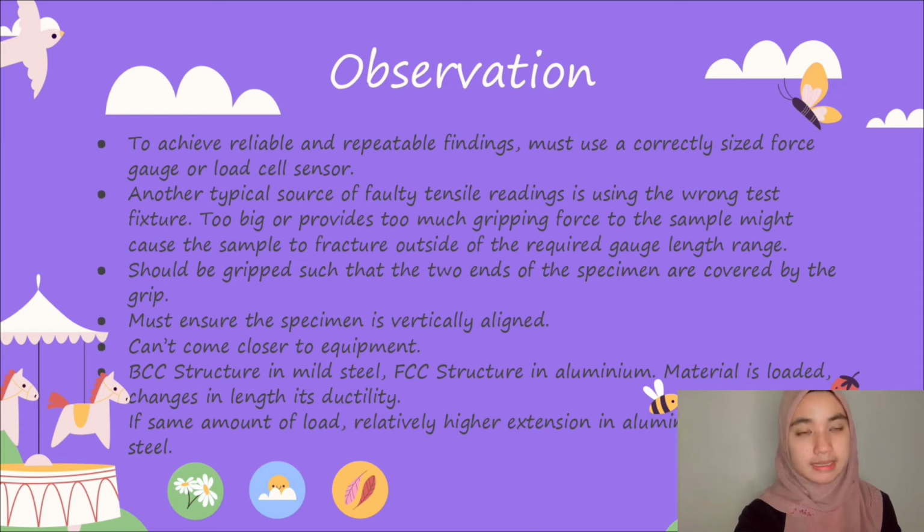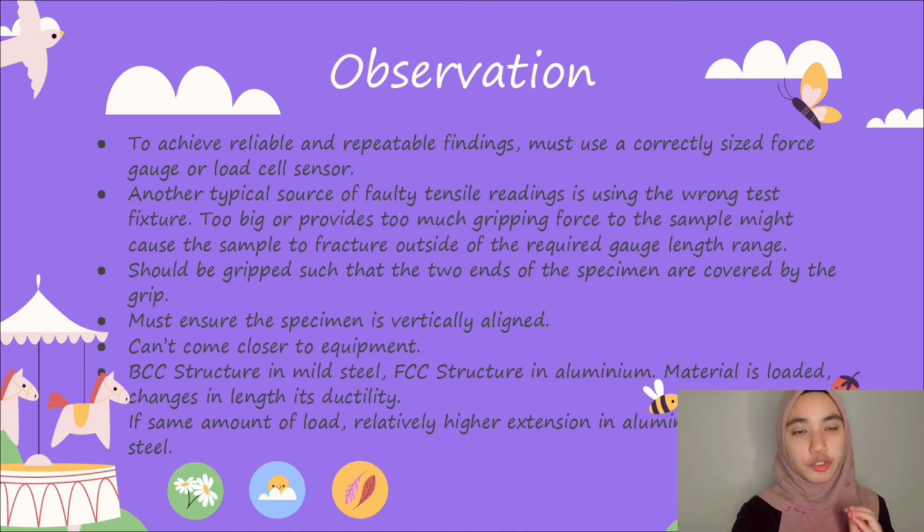BCC structure in mild steel, whereas face-centered FCC structure in aluminium. When the material is loaded, changes in length show its ductility. In mild steel, there was a lot more necking than in aluminium. The elongation of the specimen is affected by precipitation hardening of aluminium and related factors. When subjected to the same amount of load, there was relatively higher extension in aluminium than in mild steel.